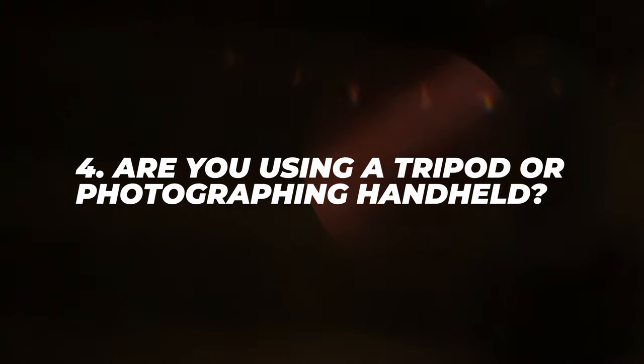The fourth question you should ask yourself is, are you using a tripod or are you photographing handheld? The choice between using a tripod or holding the camera by hand has a significant impact on the sharpness and clarity of your photographs. A tripod is a stable support for your camera. When you use a tripod, you eliminate the risk of camera shake caused by your hands trembling.